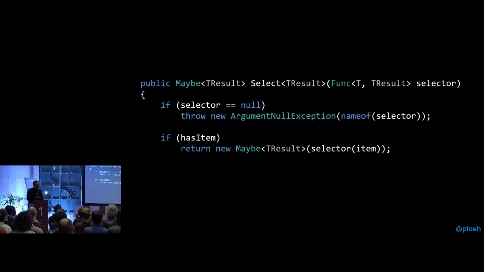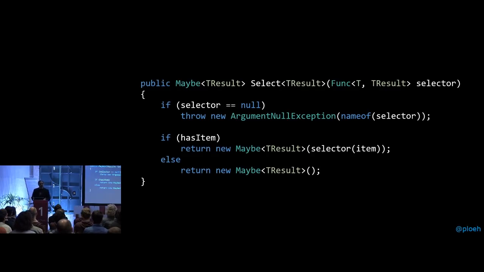Well, it's pretty straightforward. Just ask, is hasItem true or false? If it's true, we know that item is available, and we know that item is of the type T. The selector, that function that is being passed in, can take a value of the type T and turn it into a value of type TResult. We have a value of type T, that's item, so we call selector with item. That produces a value of TResult, and then we just package that in a populated Maybe of TResult. So that works. What do we do in the other case? Do we throw an exception? No, we don't have to. We just return an empty Maybe of TResult that doesn't contain anything, and that's all good.